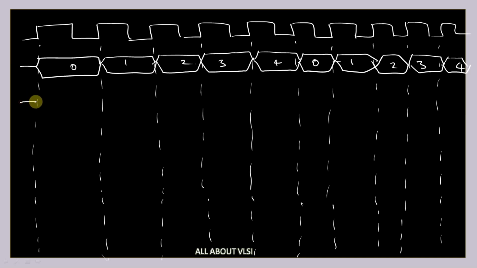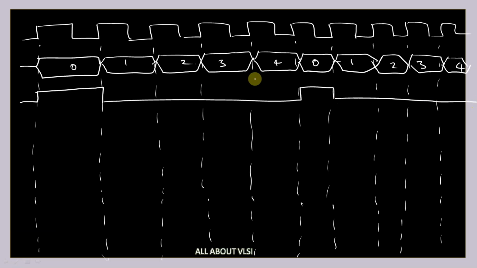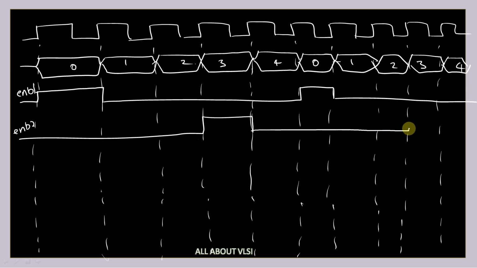Okay, and coming to my enable 1 signal, it will become high and then 0, and again it is going to become 1 here, and then 0. So this is my enable 1 signal. And coming to the enable 2 signal, it is going to become 1 whenever my count is equal to 3, and it is going to become 0 here. And again whenever my count is equal to 3, it is going to become 1 here, and then 0. This is given to the input of my T flip flop.